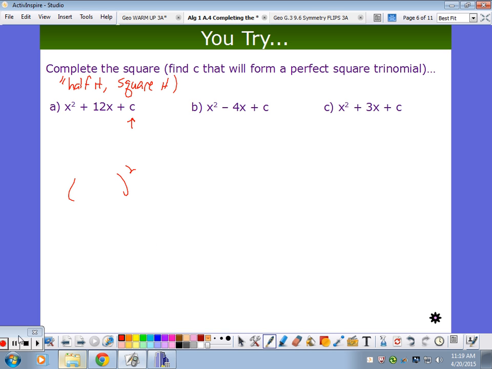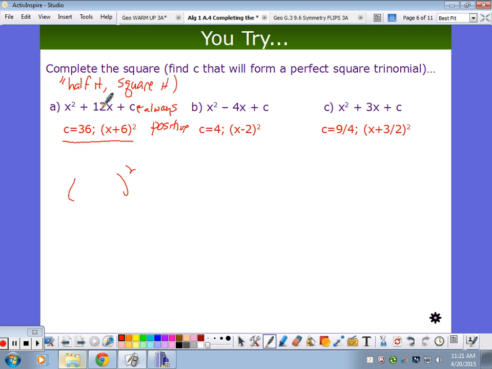Okay, so take a second. See if we can figure that out. C is always positive, because you get there by squaring something. Always positive. All right, let's check this out. So this is what we should have gotten. Did we get this?